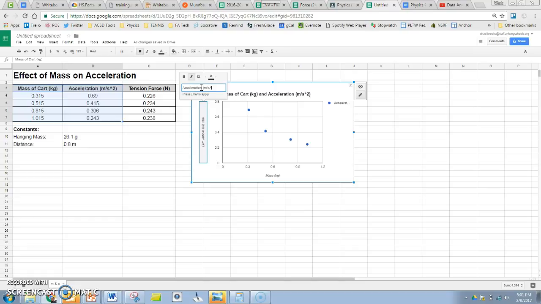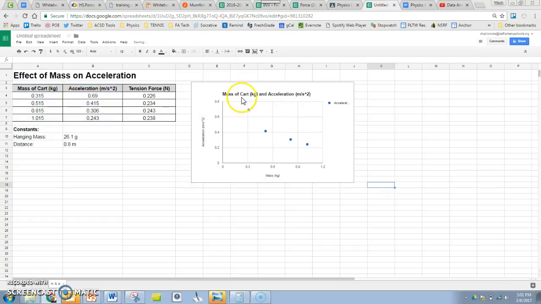Meters per second squared. It doesn't really look linear. If I had more data points, you'd even see it more. It looks like it's kind of curving a little bit like this. So if you look at that little yellow sheet in the back of your notebook, you will see what to do with that. We need to linearize that data before we find a mathematical model. For that shape of a graph, we want to do 1 over our x values. So 1 over our mass.